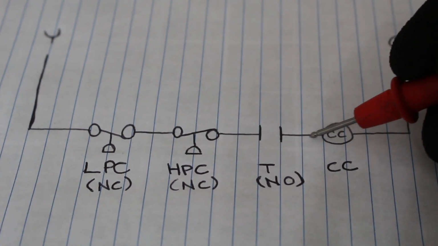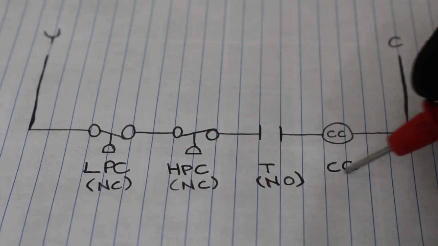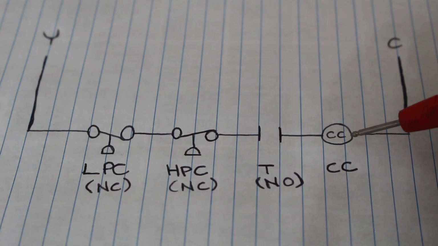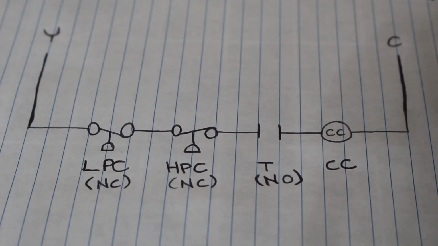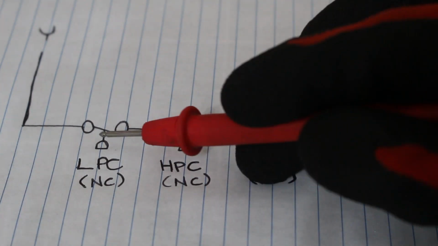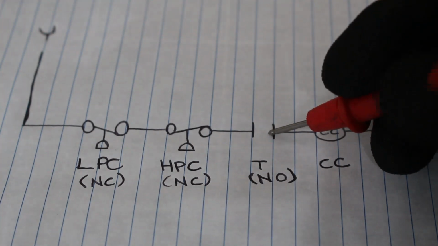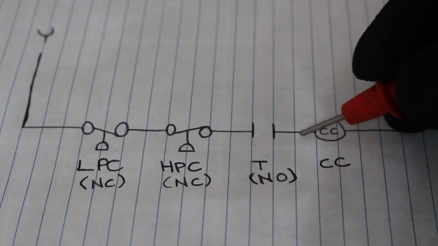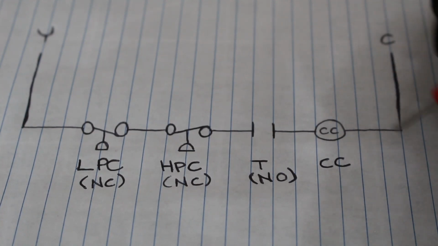Then out of the timer, it leaves and goes into one side of our compressor contactor coil. Out of that contactor coil, the opposite end goes back to C, which is our common on our transformer. So as long as everything is okay in the situation, as long as our pressures are good, electricity will flow. Once our time has elapsed, it will go through, energize the coil for our contactor. And from there, the contacts for our contactors will close, and that will energize our compressor.